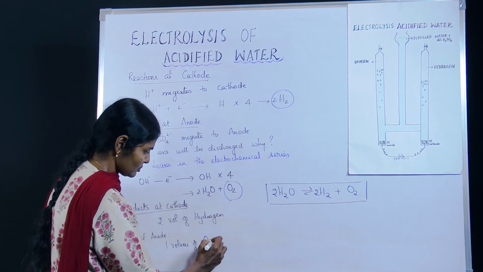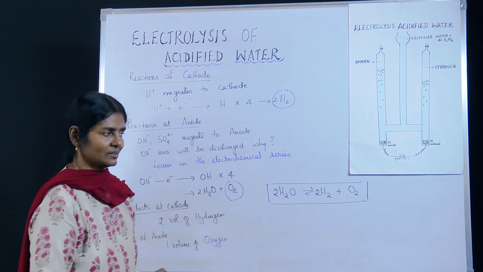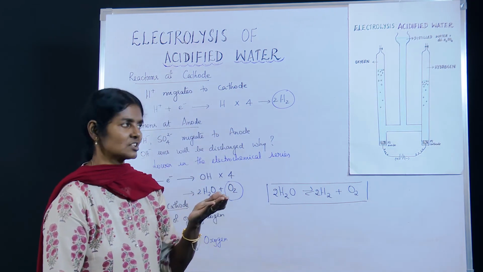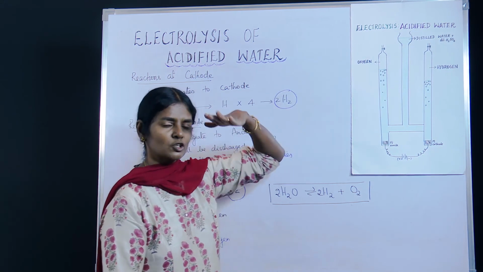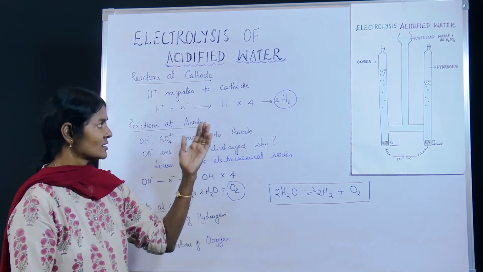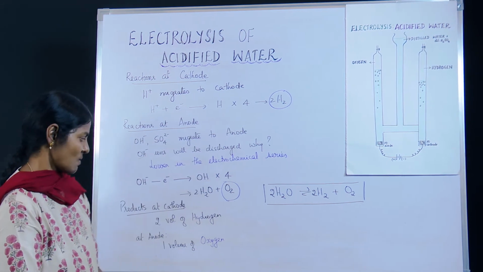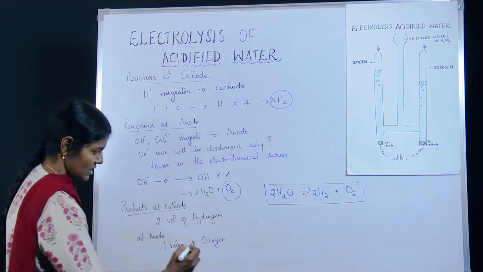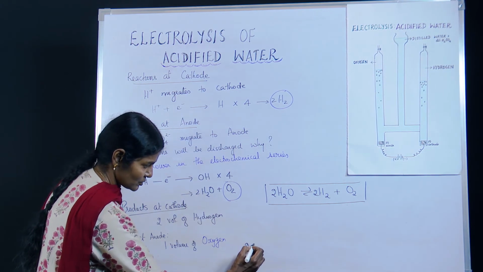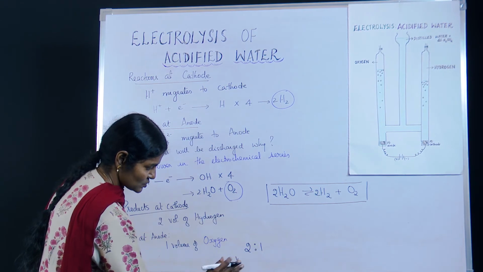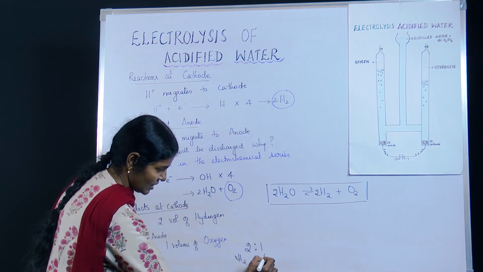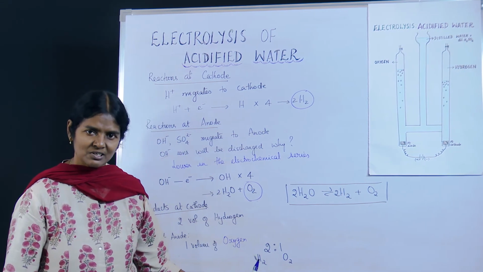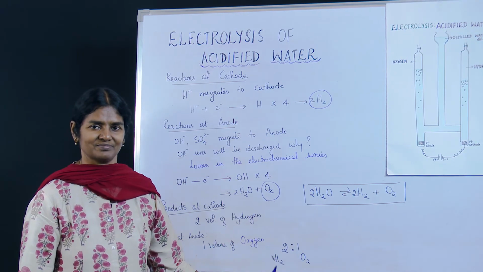Again, how do you find out? Both are gases, there is no color. We can find out by taking a glowing splinter, introducing it at the tip. It glows brightly and fast. Then we know that the gas evolved is oxygen. So what we see in this voltameter is that the products are in the ratio 2:1, that is 2 volumes of hydrogen and 1 volume of oxygen. This is all about the electrolysis of acidified water.